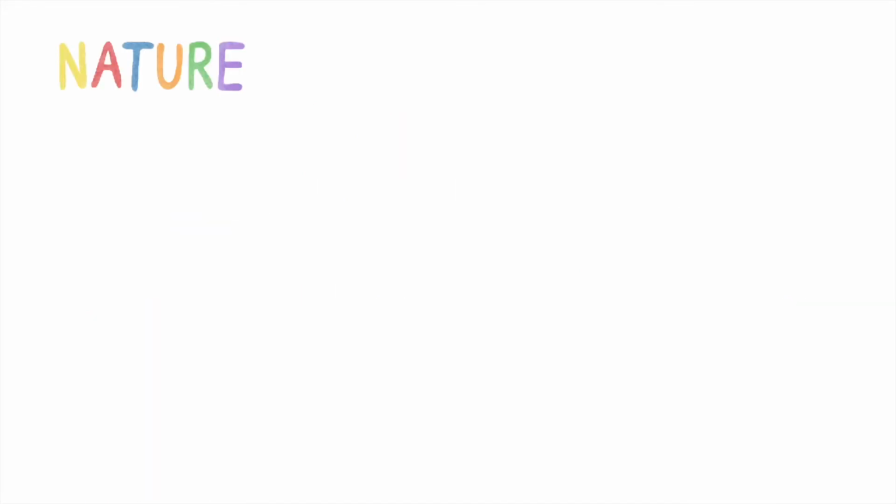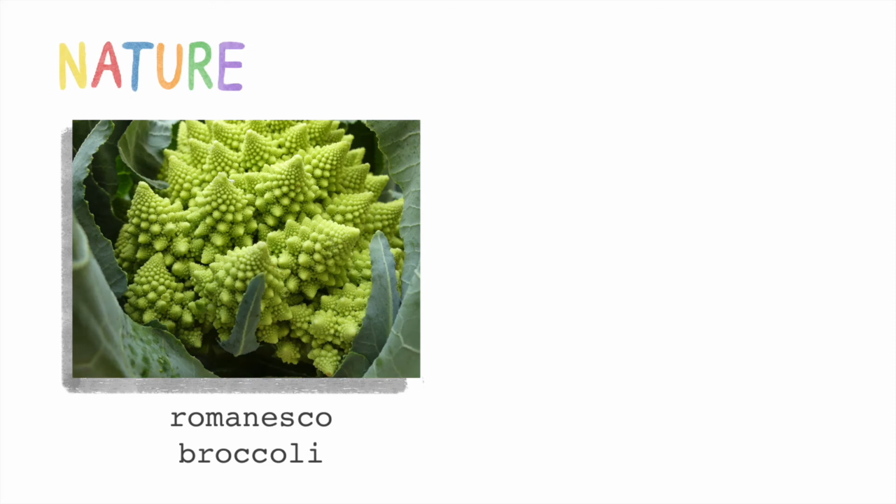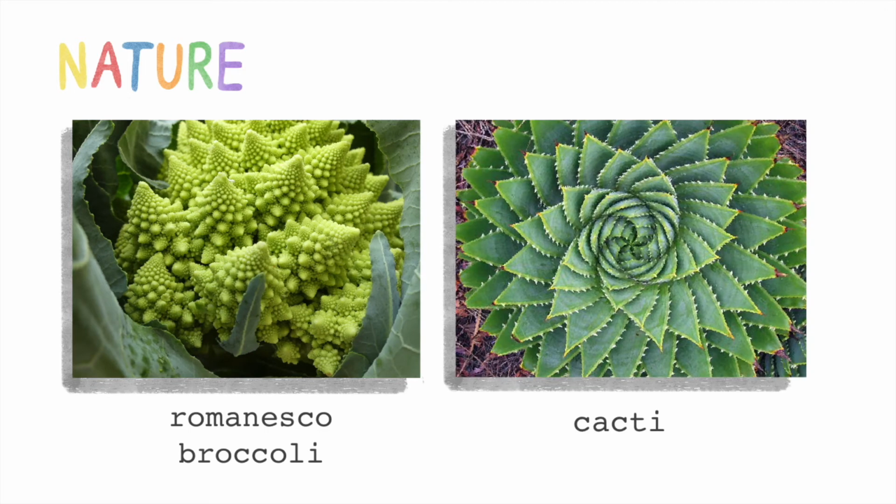First, let's talk about how recursive patterns naturally appear on Earth. The romesco broccoli is a vegetable that is composed of small pointed trees, which are composed of even smaller pointed trees. This same pattern shows up in cacti. Many cacti are formed by a spiral of leaves which stem from a single root location.